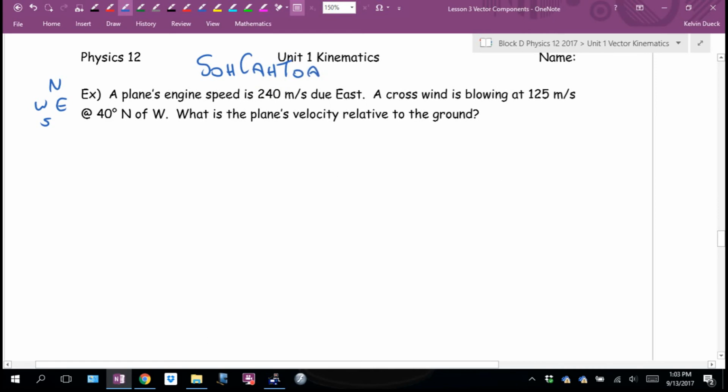Plane's engine speed is 240 meters per second due east. Crosswind is blowing at 125 meters per second at 40 degrees north of west. What's the plane's velocity relative to the ground? Okay, this is where, and I think I gave you this equation on your formula sheet, it's going to be V engine plus V wind. That's what gives you the resultant on the ground. Whichever way the plane is pointing plus whichever way the wind is blowing is what gives you your actual ground speed. They call it ground speed. I think I did in my rant how it should be called ground velocity, but they use scalar language among pilots.